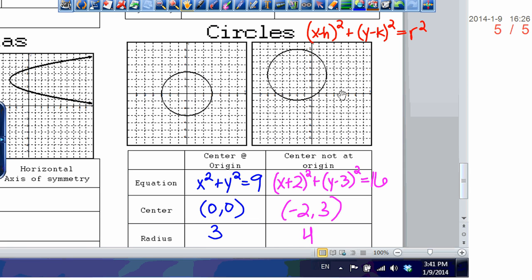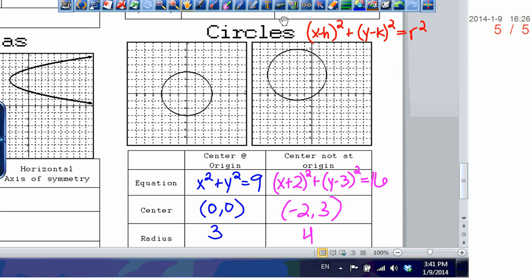If we have one that's centered somewhere other than 0, 0, it gets a little more complicated. We use this formula right up here. And so the h and the k is our center. So since our center is -2, +3, I'm going to put -2 and +3 in for h and k. Well, x minus a -2 turns to a x plus 2, and y minus a +3 is still y minus 3, and then radius is 4, so 4 squared is 16.